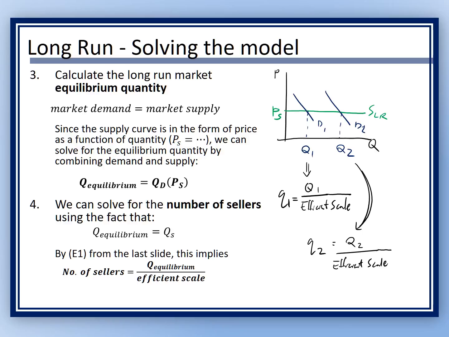Number of sellers, sorry, this is not Q1, Q2. This is number of sellers. The number of sellers adjusts to the demand. More demand, more sellers. Less demand, fewer sellers. You can find the number of sellers by dividing the quantity the market wants with the efficient scale.